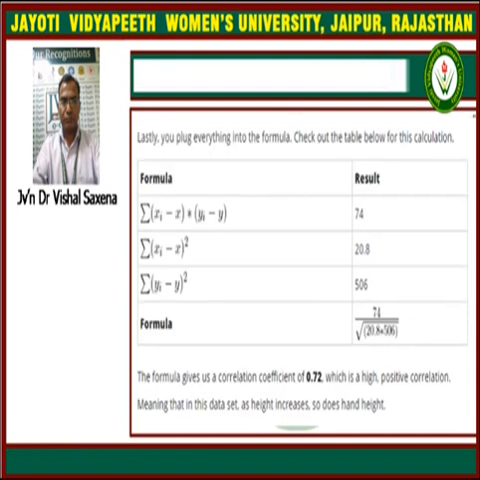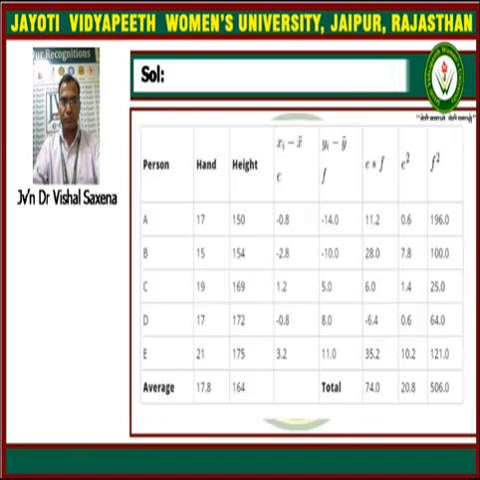Lastly, we find these terms, xi minus x bar and yi minus y bar, and here it is E into F. The sum of E into F is coming to 74.